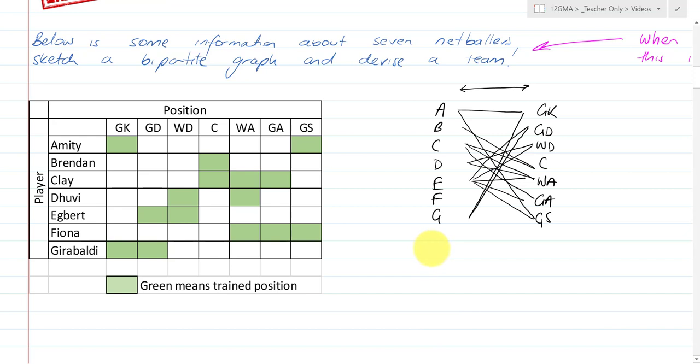I'm going to have Brendan as my center, because he can only do that. So I'll cross out Brendan, I'll cross out center. Now that obviously means that Clay can't be center. So Clay can now only be wing attack or goal attack. And I'm left with multiples. So Brendan is the only person who can only do one thing, and even though I cut him out and therefore Clay out of the center position, I'm left with multiple options, which means that straight away I don't have a unique solution.